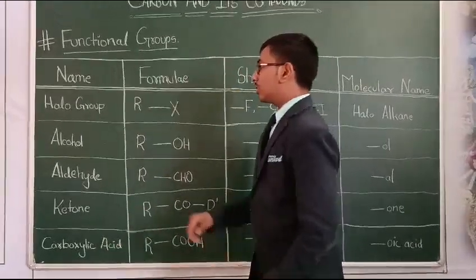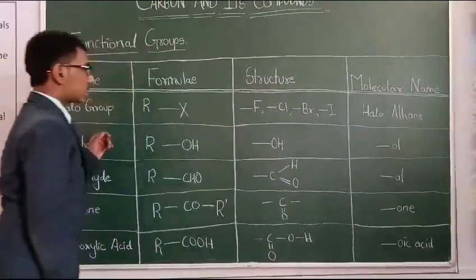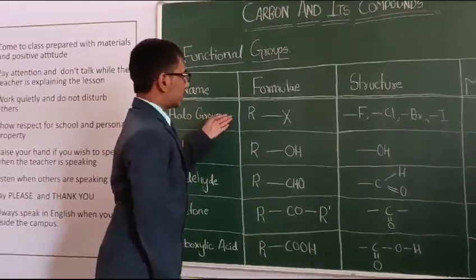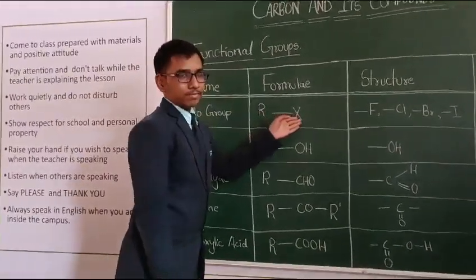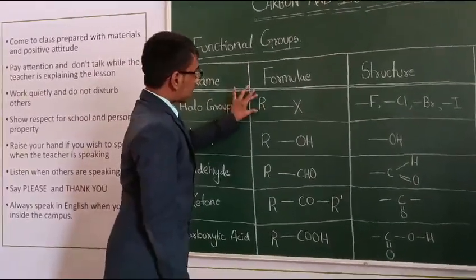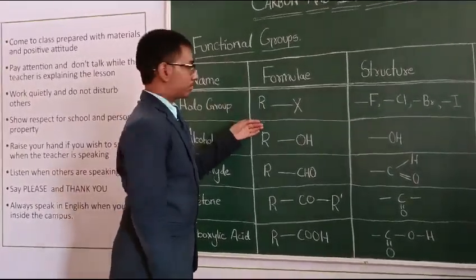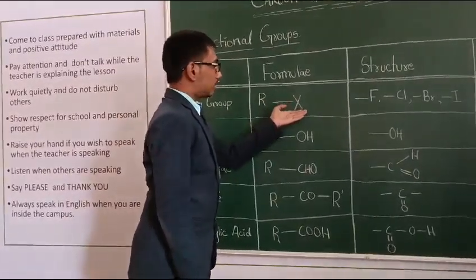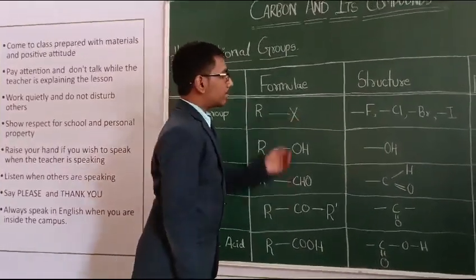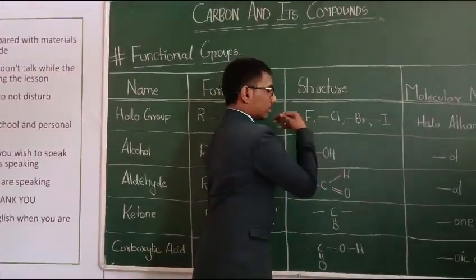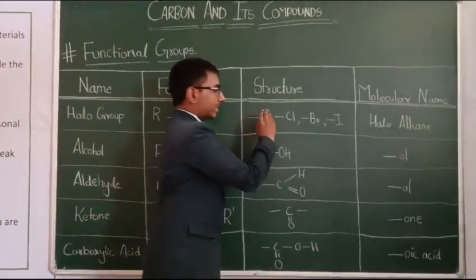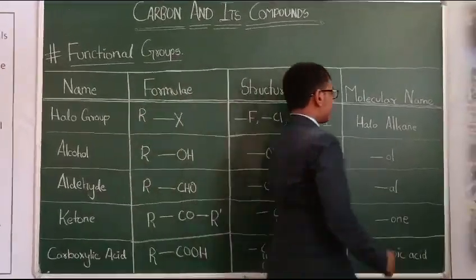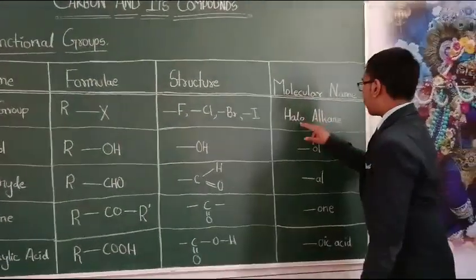So let's start. First, there is the halo group, which is also known as halogen. The formula for the halo group or halogen is R single bond X. Here the letter R represents the alkyl group. The single bond represents the open bond which is filled by the halogen atom, that is X. Here the X can be an atom of any element, that is, it can be fluorine, chlorine, bromine or iodine. The molecular name for the halogen group is haloalkane.